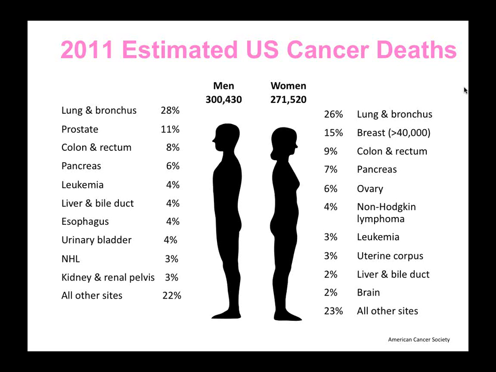You can see that in terms of all cancer deaths in women, about 15% of those are attributed to breast cancer, so that equals just over 40,000 deaths from breast cancer every year in the U.S. And you can see that ovarian cancer, while it makes up only 3% of cancers overall, does account for a higher number of cancer deaths, still in the single digits, but estimated to be about 6%.